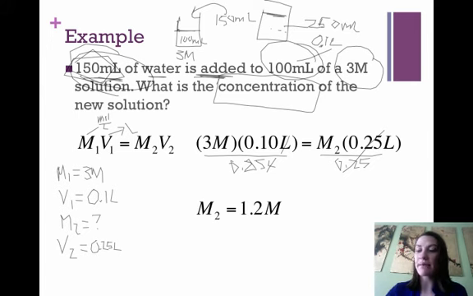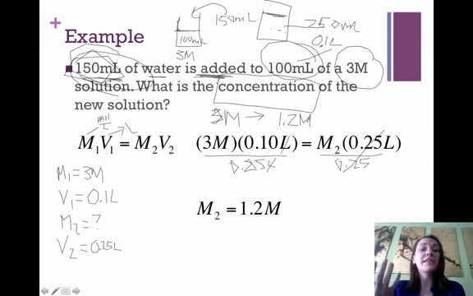And that makes sense. I'm going from a concentration of 3 molar, and then I'm adding water, so I'm diluting it. So I should have a molarity that's less than what I started with, and I've got 1.2 molar. Make sure that you have a molarity that's less than what you started with if you're doing a dilution.